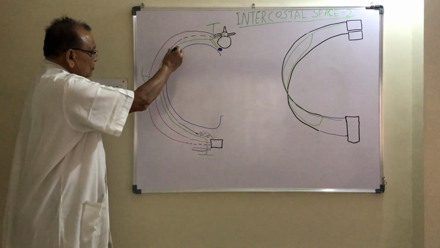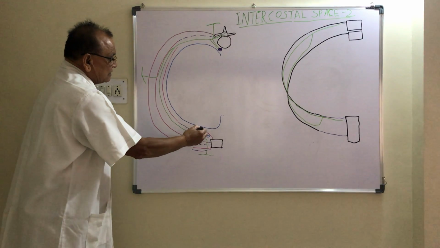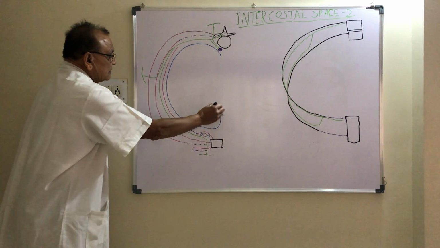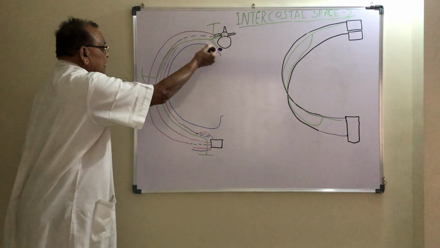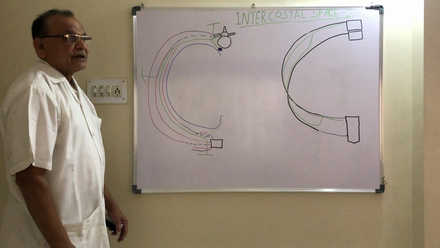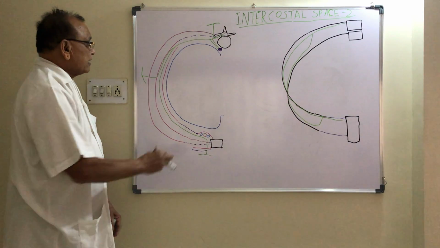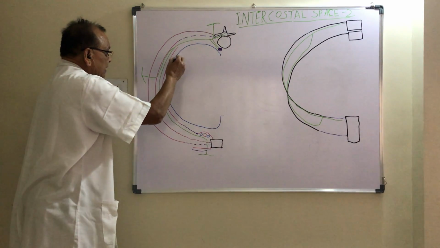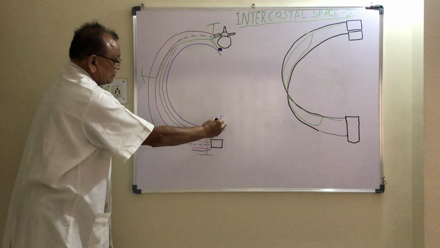And deep to the innermost intercostal and sternocostalis muscles, this is the covering of the lung. The covering of the lung is called pleura, and pleura has 2 layers, inner layer and outer layer. So this is the outer layer of the pleura. It is called parietal pleura.